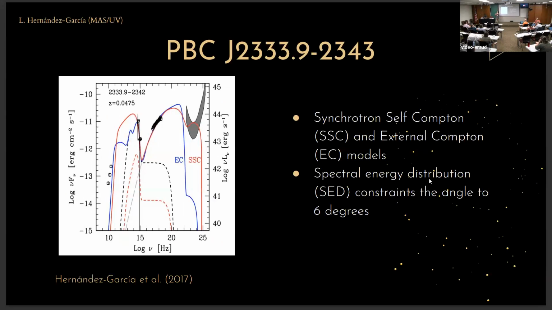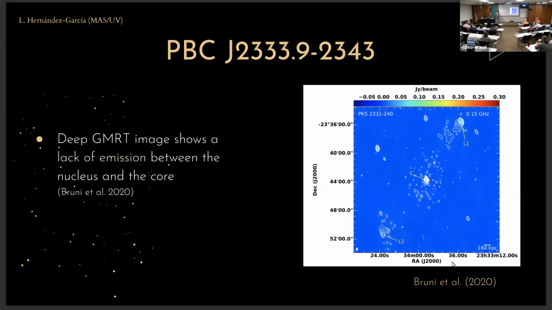With this simultaneous data, we did the fitting of the spectral energy distribution, and we needed to use a model of a blazar. And well, I don't want to go into the details of the modeling. The important thing here was that the angle needed to be smaller than 6 degrees, so more compatible with a blazar. And well, if you looked at the VLBA image, there seemed to be no connection between the nucleus and the lobes. So we obtained this deep image from the GMRT telescope to see whether there was any connection between the nucleus and the lobes. And in fact, it seems that there is not.